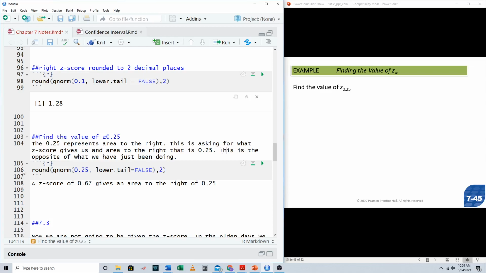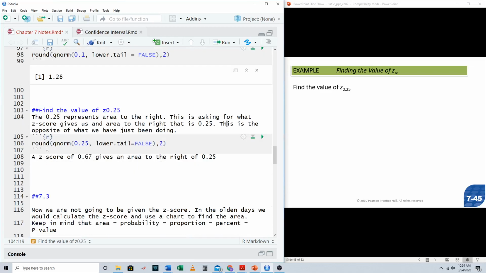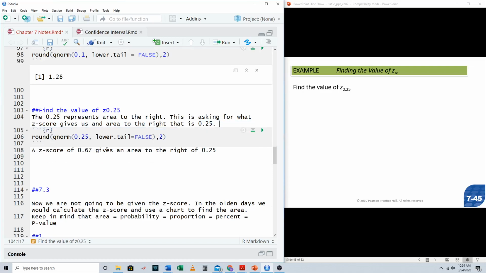All right, this is the opposite of what we have been doing. So again, Q norm is not really the opposite of what we've been doing, which is the same thing as what we've been doing. It's just area to the right.